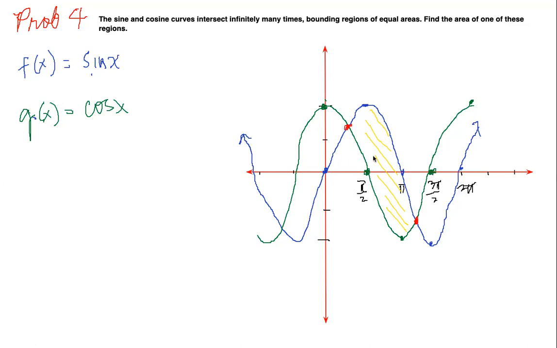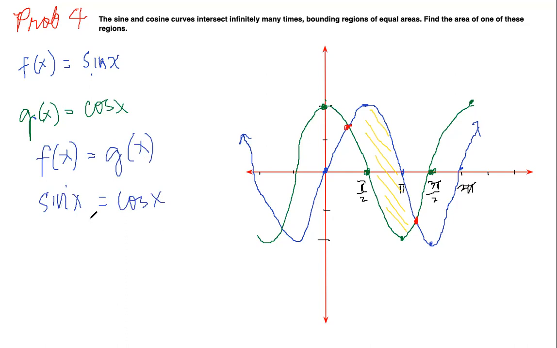So in this case, for us to solve for the area of the given region, we need to identify the intersections of the two curves. So these are the points of intersection, the ones in red. Okay, so for us to identify the points of intersection of these two curves, we know that f of x is equal to g of x, which means that sine x is equal to cosine x.